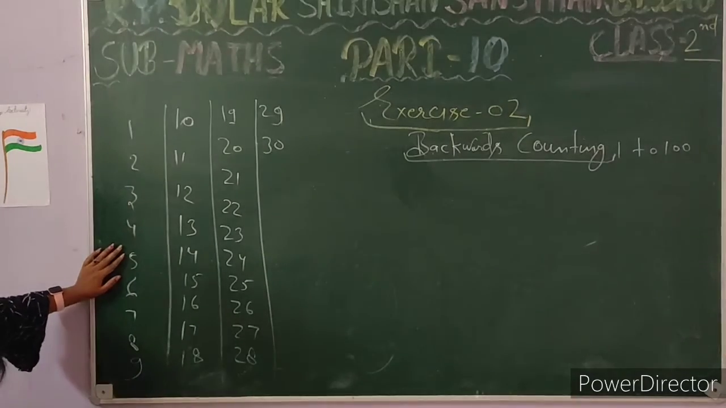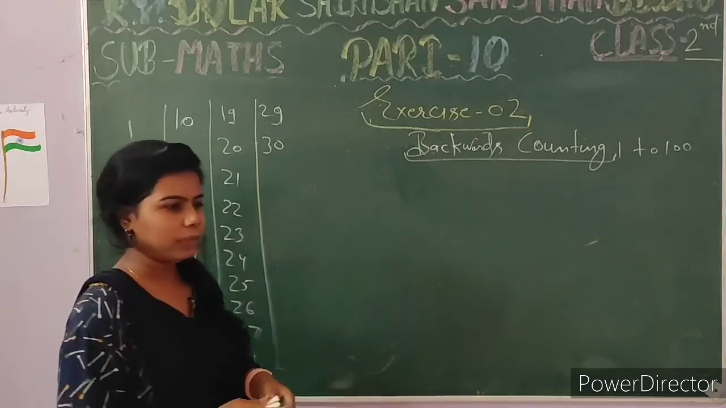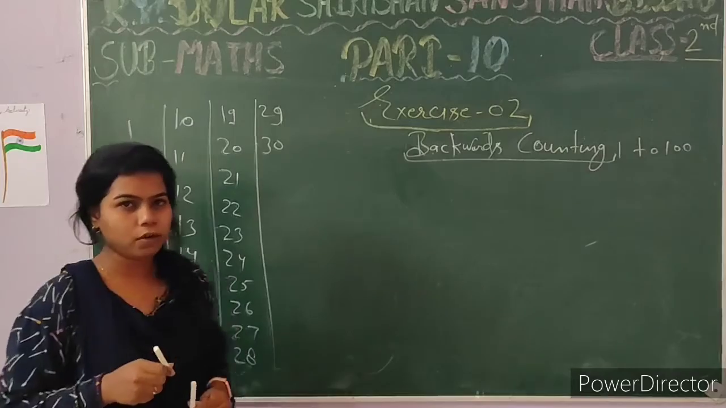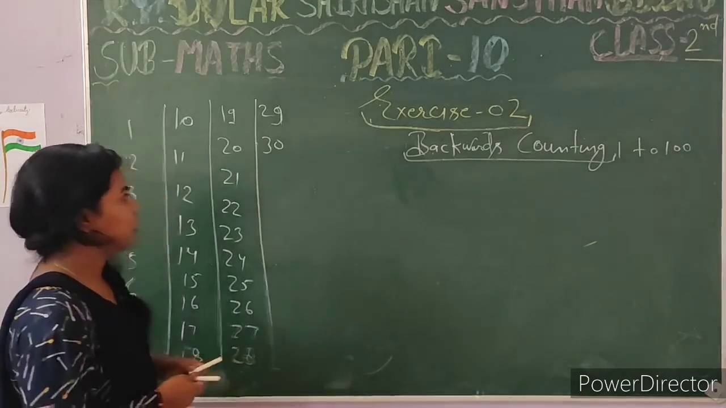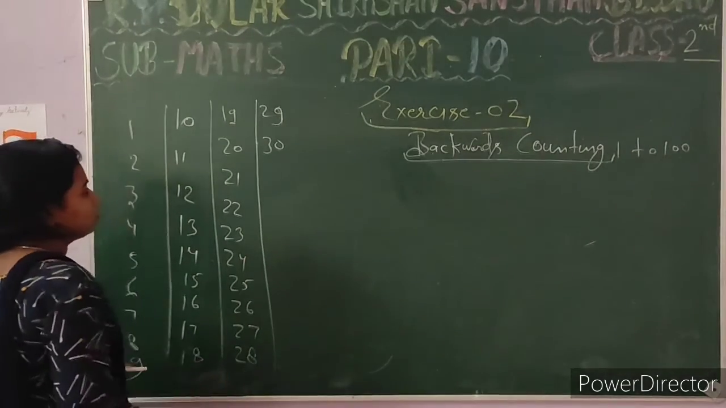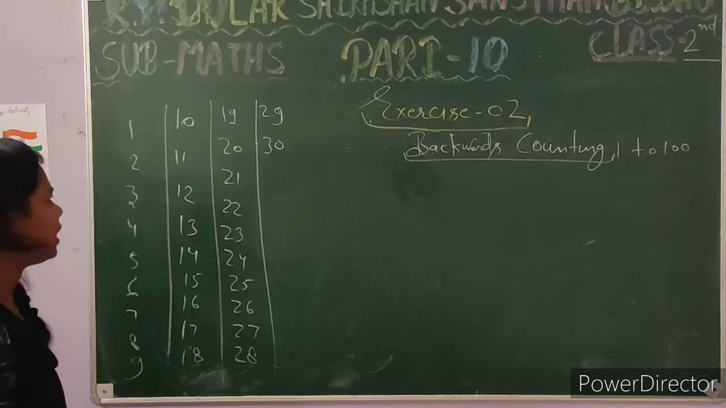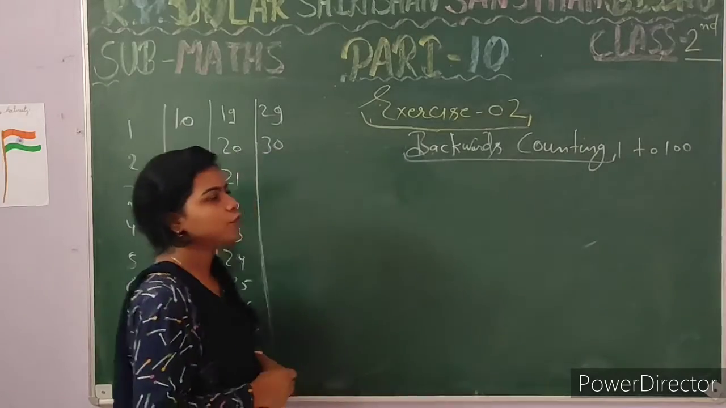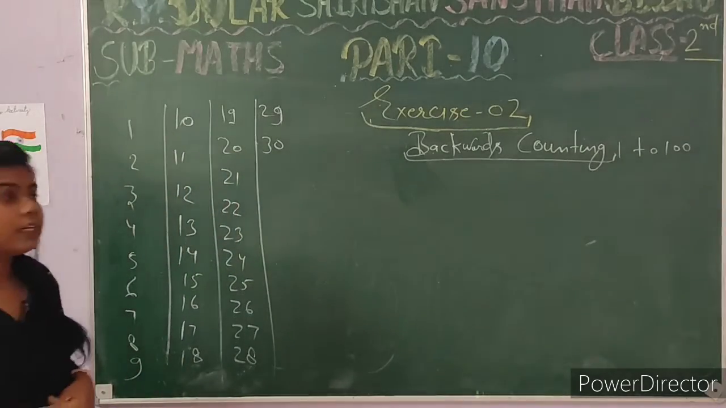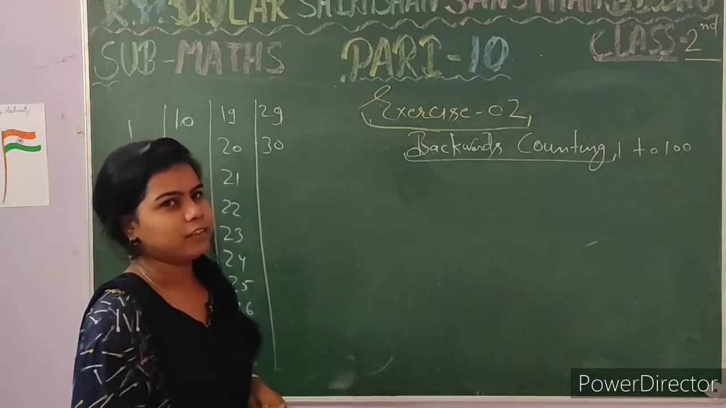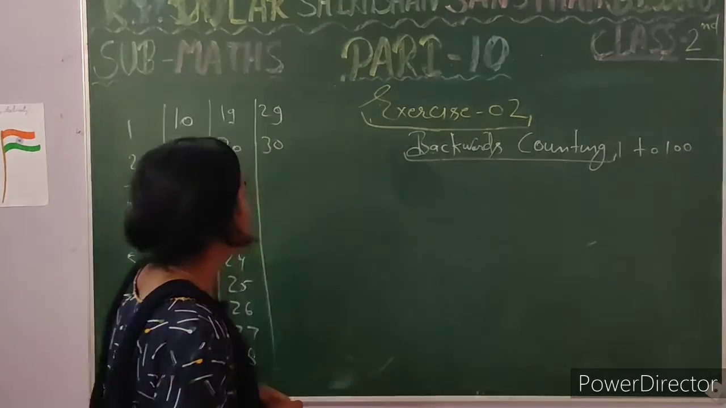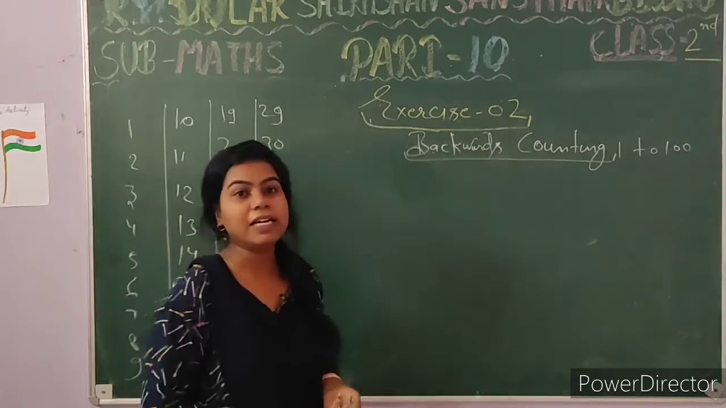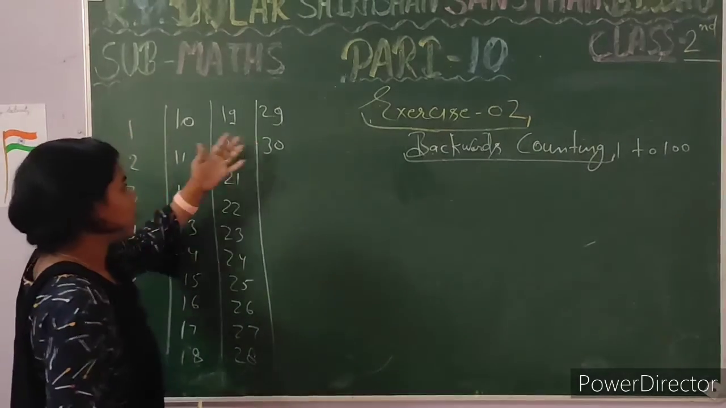What is the meaning of backward counting? Backward counting means we can start from backward. As the question is like that, write the backward counting of 1 to 30. Here I write 30, so we tell you about backward counting of 1 to 30.